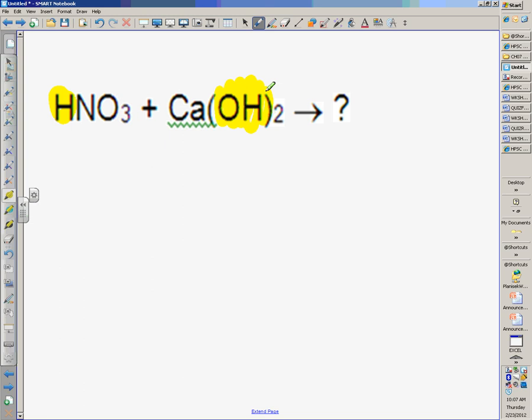It's in our book too. Well, any formula that has an H in front of it is going to be an acid, generally. Any formula that has the OH at the end of it is going to be a base. So in this case, the calcium hydroxide is going to be your base because it has the OH in it.